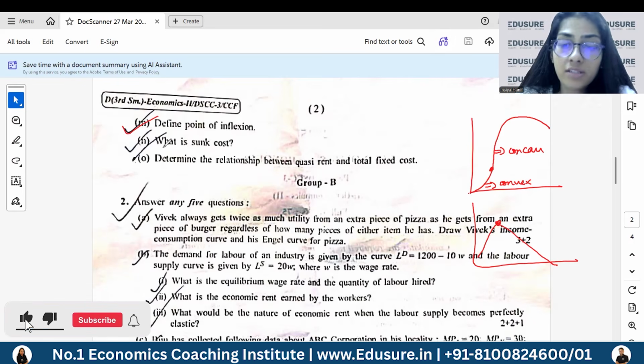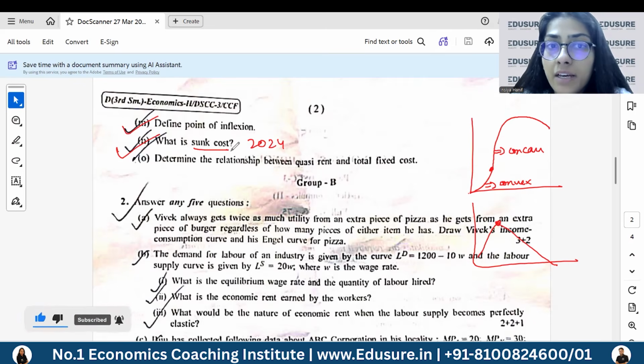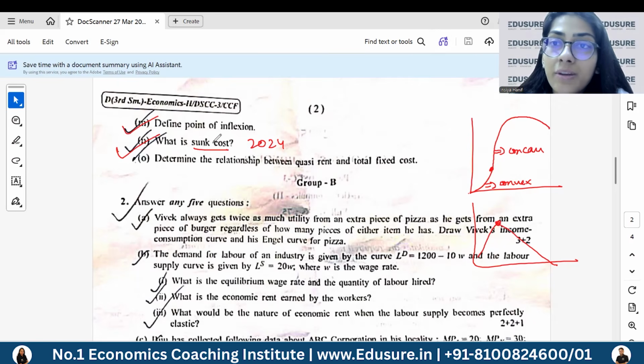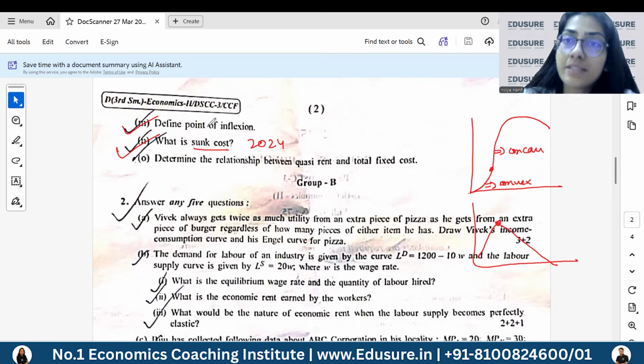Okay. What is sunk cost? This is also a repeated question. It came in 2024. And sunk cost, you know, means that it is that cost which you cannot retrieve. Okay, this is gone. And if you have to take any future economic decision, you do not consider this sunk cost in it. You should not consider sunk cost in your future economic decisions, right?